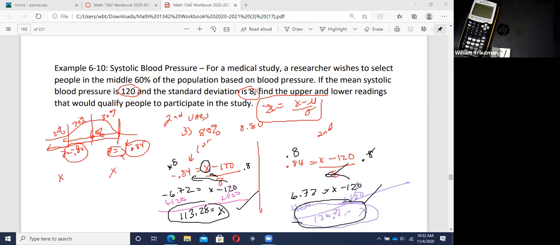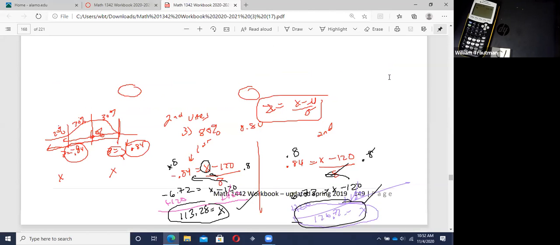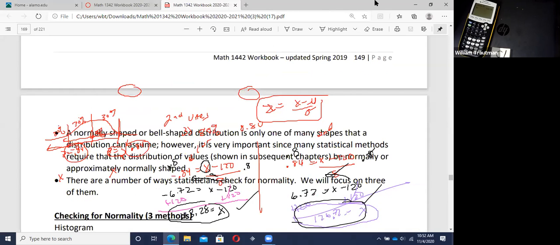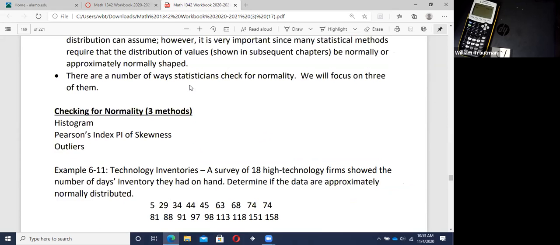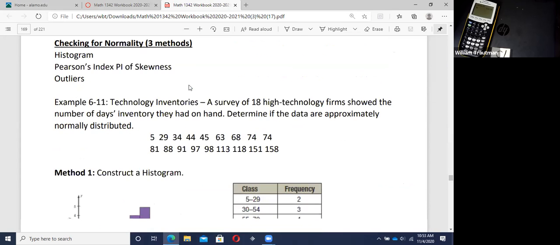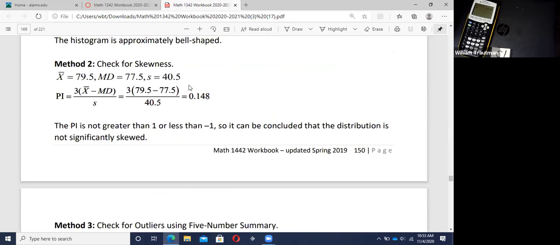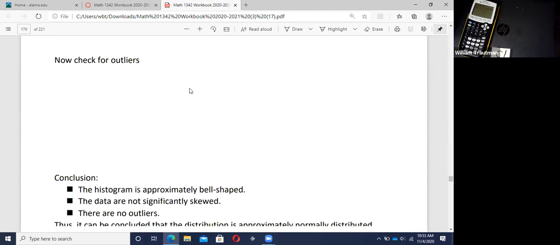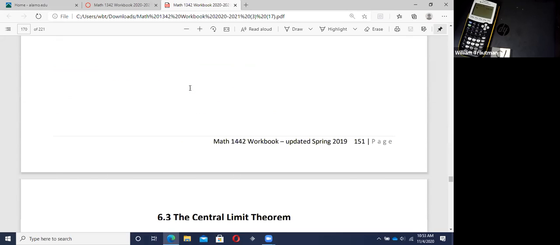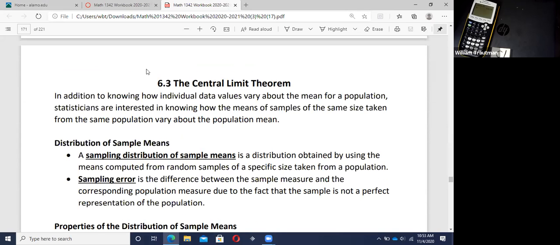All righty. And I think that's it. Let's see what else we have here. I'm not too worried. We're not going to be doing any of this part. We're not going to check the 5-number summary. And that's it. 6.3 is next, and I have the video for that already.